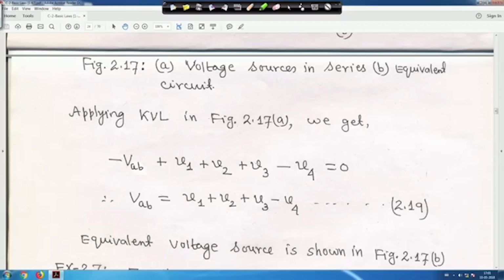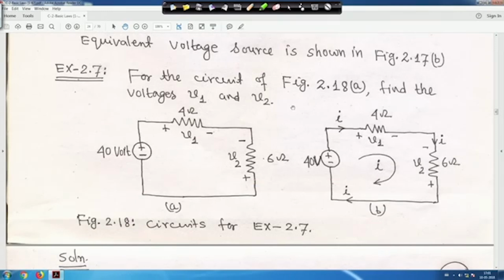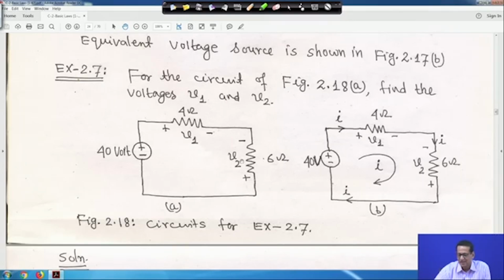Okay. So, whatever we have discussed here, the same thing has been made for you. I am not explaining this further, I have just told you. Now consider this example 7. For the circuit of figure 2.18a, you have to find out the voltages V1 and V2.